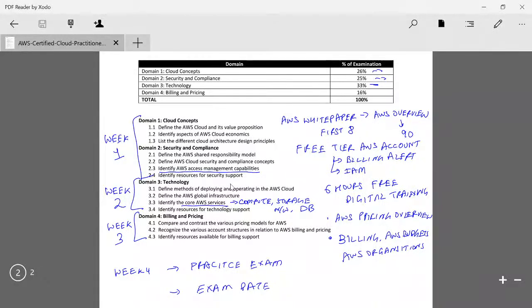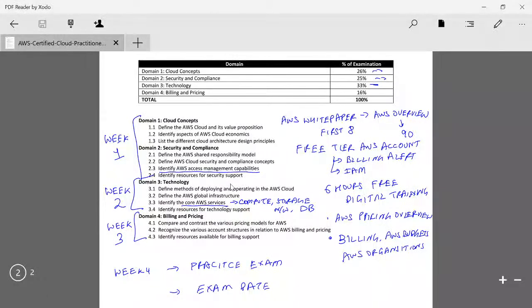In week two, I would say that's the most focused week required for anyone, which includes going through the 6 hours free digital training that we have. You'll be able to find the link in the description of the YouTube channel videos for week two. It mainly focuses on the AWS core services, whether it is compute, storage, networking, database, or the integration services like serverless or SQS or SNS.